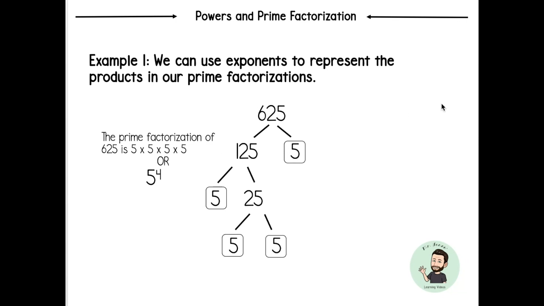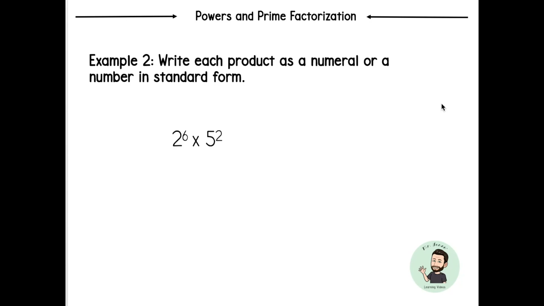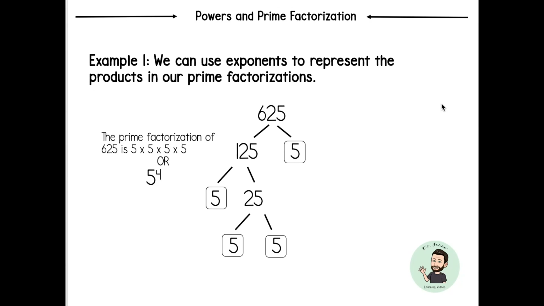Example 1, we can use exponents to represent the products in our prime factorizations. So in this case, I've done some of the heavy lifting here, and we've done our factorization tree, and we figured out that our primes here are 4 5s. So we know that 625 is the same thing as 5 times 5 times 5 times 5, or 5 to the 4th power.